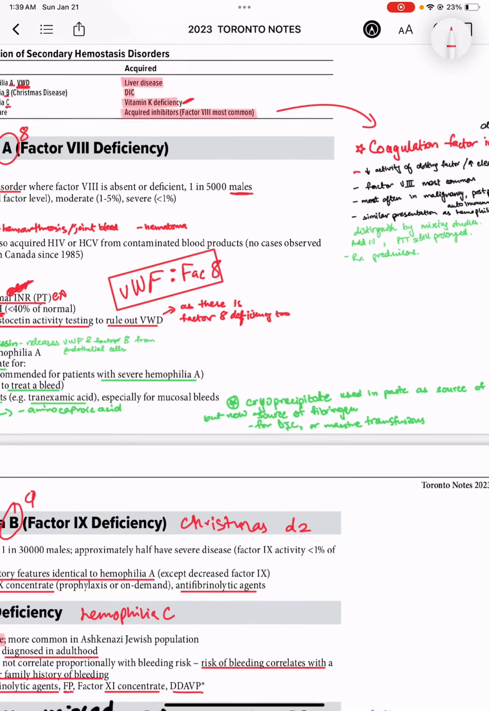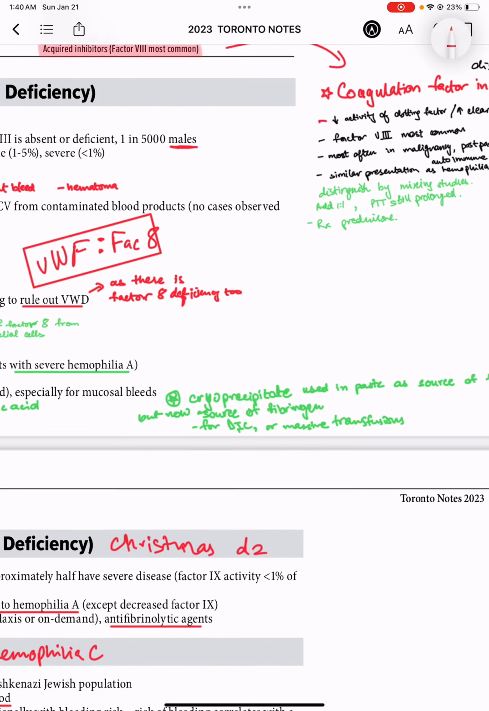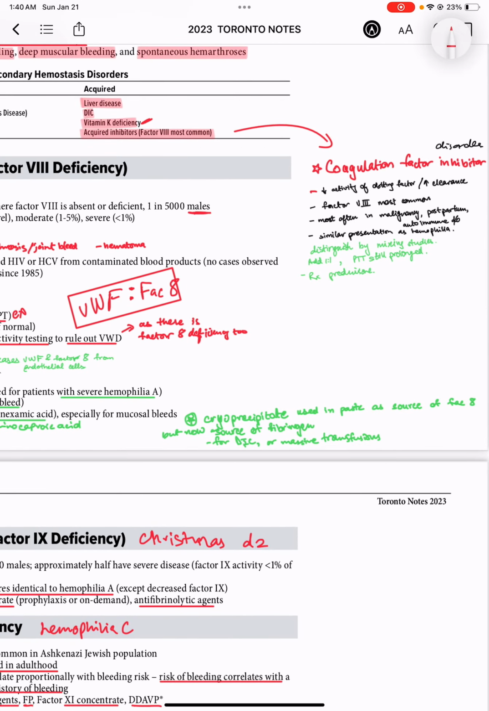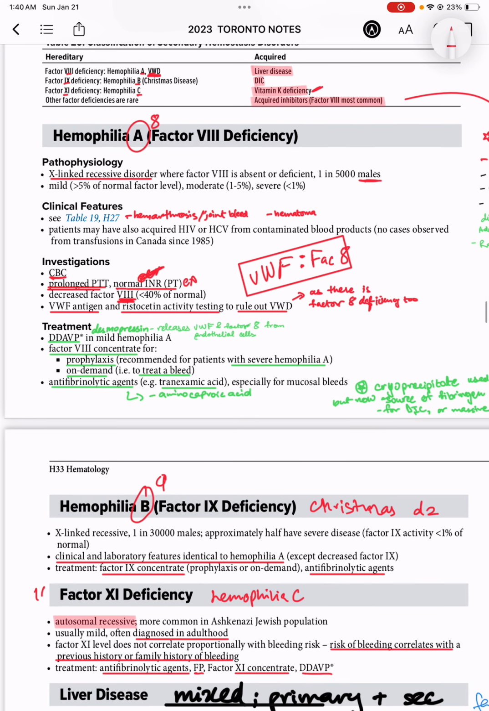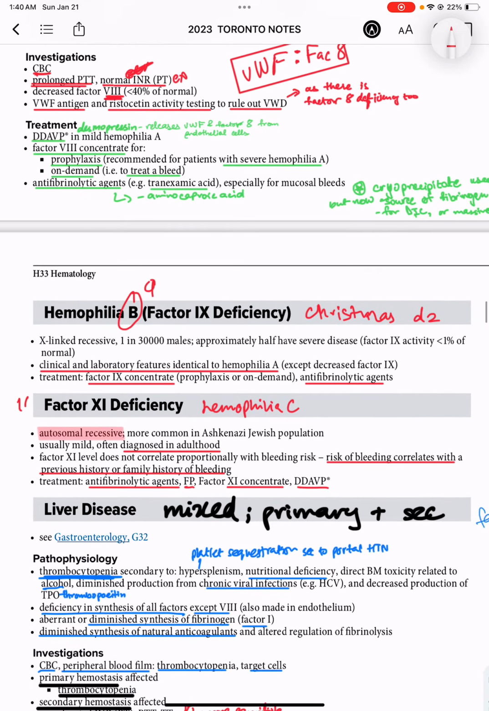We can also go for cryoprecipitate. It was used in the past as a source of factor 8, but now it's just used as a source of fibrinogen for DIC or massive transfusions, because cryoprecipitate is concentrated fibrinogen. Hemophilia B is factor 9 deficiency, also known as Christmas disease. Clinical and laboratory features are identical to hemophilia A, except that in place of factor 8 deficiency, there would be deficiency of factor 9. We'll treat them with factor 9 concentrate, not with desmopressin and antifibrinolytic agents.